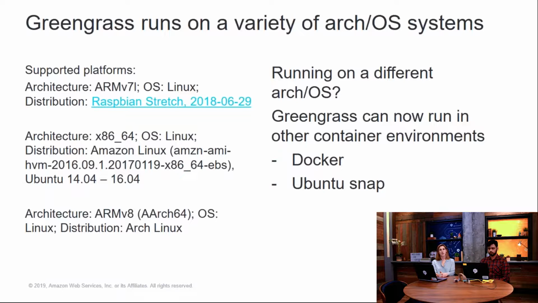Greengrass runs on a variety of different architectures and operating systems, and while our officially supported platforms are x86 and ARM v7 running Linux operating systems, you might be interested in running Greengrass in a dev environment or on a system that doesn't have Linux. We're excited to say that Greengrass can now run in other container environments. So that includes both inside of Docker containers and using Ubuntu snaps to deploy Greengrass to run on your device.